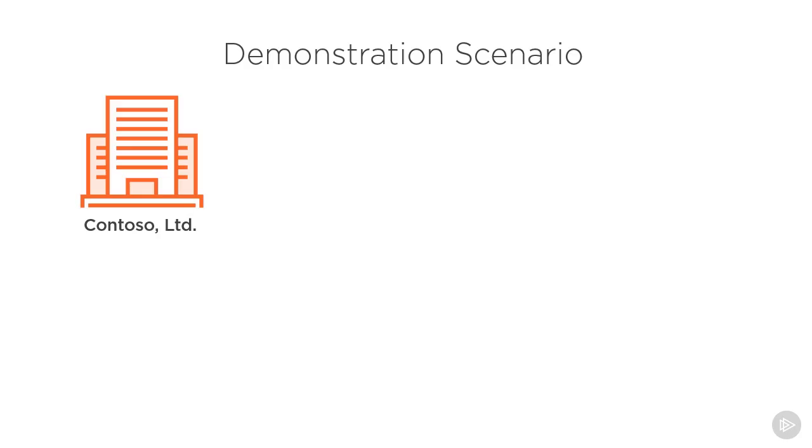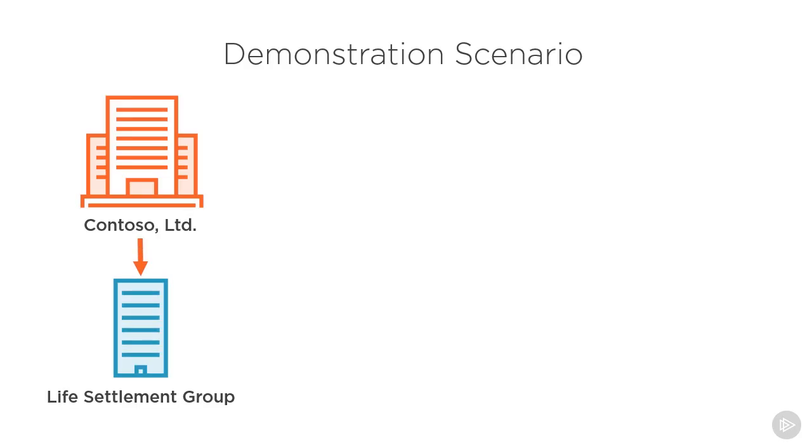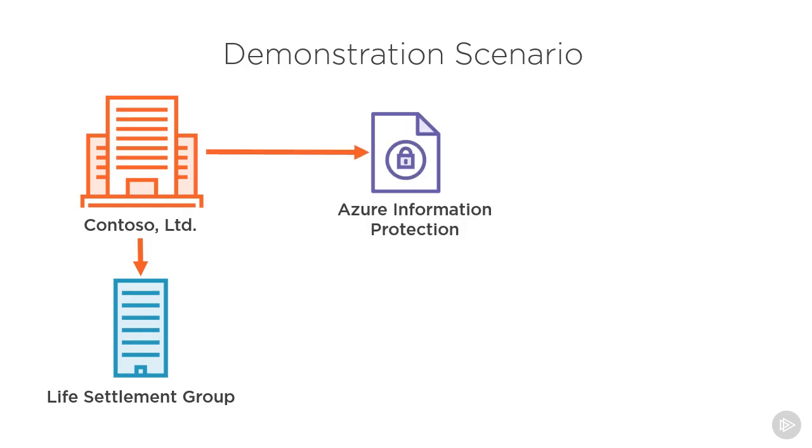Well, that's probably enough talking and slideware. Let's get into an actual demonstration of some key management activities. Now, in the scenario, you are an administrator at Contoso Limited, and Contoso Limited had a business unit called the Life Settlement Group. Contoso Limited is also using Azure Information Protection.